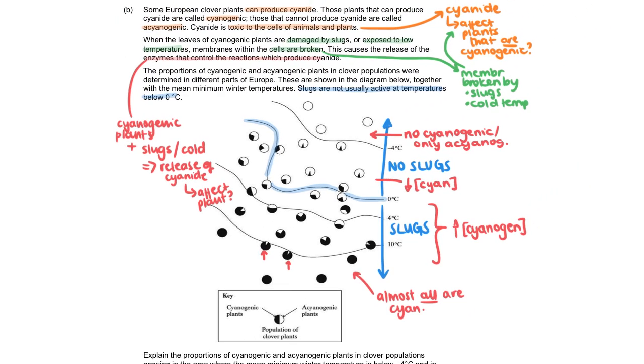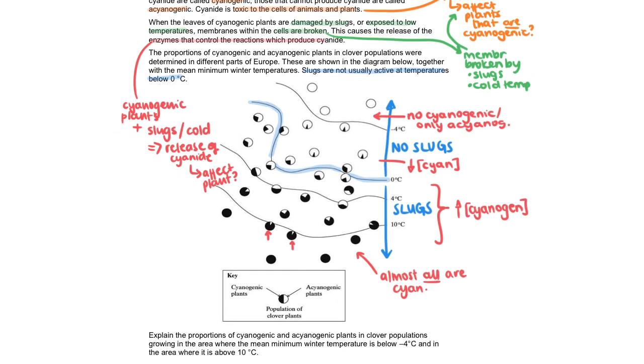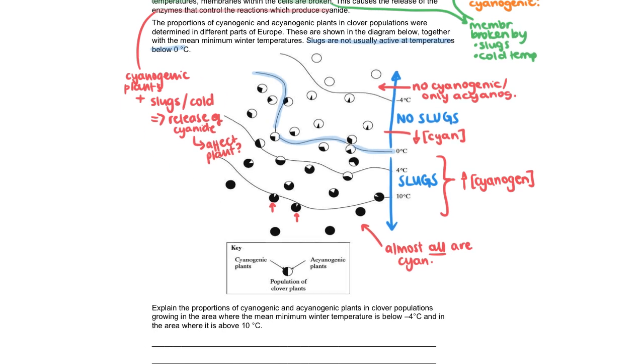So just to zoom out and show you what I've written, I've figured out that cyanide is toxic to the cells of animals and plants. So that assumes that toxicity means they're going to be damaged, potentially dead, the cells of animals, maybe these slugs, and plants, so the organism itself that's releasing it. The membranes can be broken by slugs and cold temperatures. That's a bit of a problem. And cyanogenic plants with slugs or cold weather could cause the release of cyanide because of these enzymes being released from the cells that are broken.